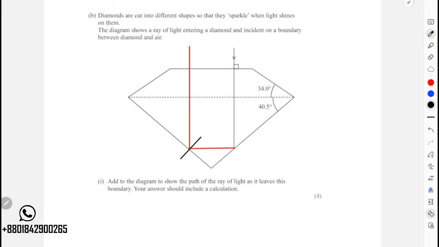This is your normal, one normal. We're going to copy this and paste it. This is again your normal. Okay, now we have to write calculations also, right? Okay, add to the diagram to show the pathway as it leaves the boundary. Your answer should include a calculation. Okay, I'm not sure what to calculate over here, to be honest.